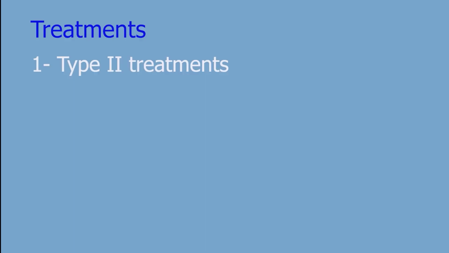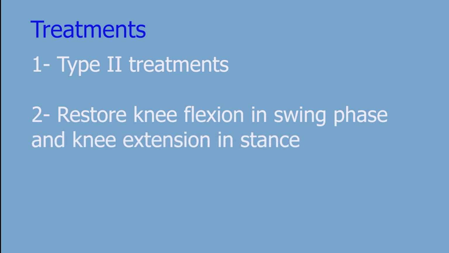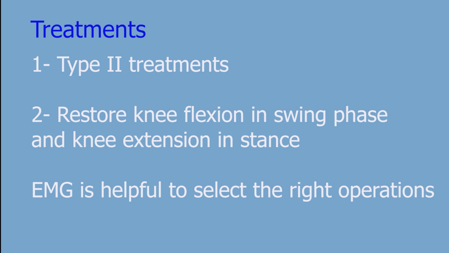Treating type 3 is almost similar to type 2 treatments when it comes to the foot and ankle. However, the main difference is to balance the knee movement. There's a need to restore the knee flexion in the swing phase and the knee extension in the stance phase. There are several procedures that can help, including hamstring release, rectus transfer to hamstring, or hamstring transfer to rectus. Choosing the right muscles depends on many factors. However, the EMG studies help a lot in selecting the right procedure.